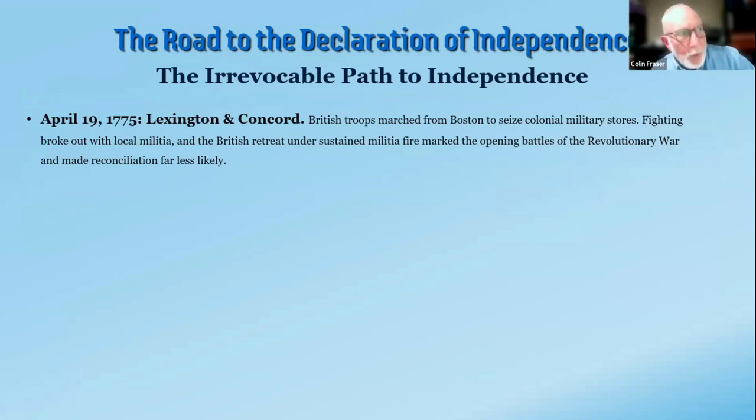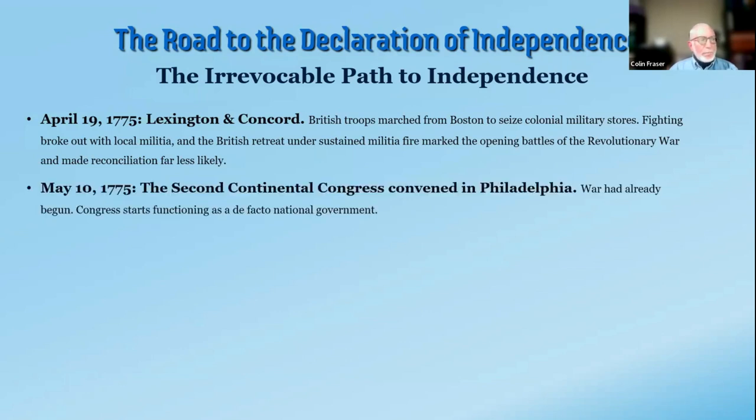So what was going on at this point in time, really, there was going to be no turning back. On April 19th, 1775, Lexington and Concord took place, those two battles in the Boston area. British troops marched to seize colonial military stores. Fighting broke out, and the British were actually defeated in that battle. And this was the opening, really, this was the opening of the Revolutionary War.